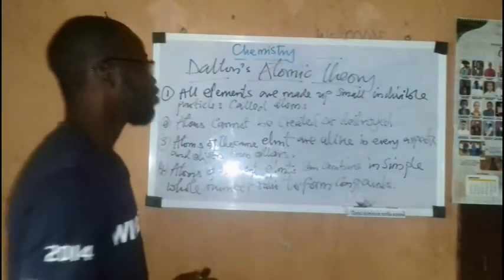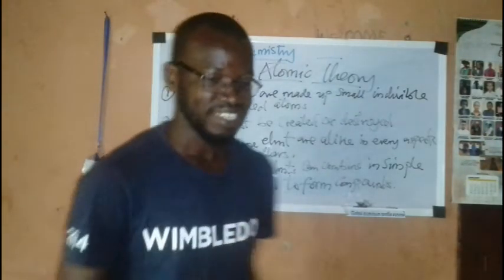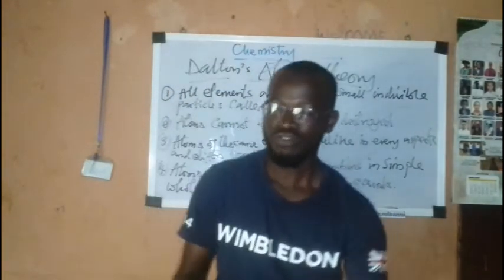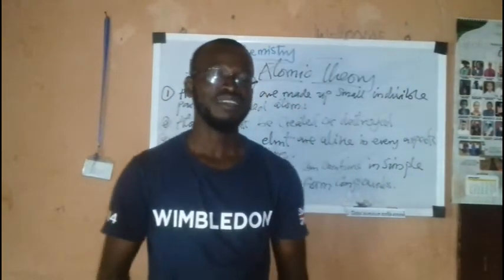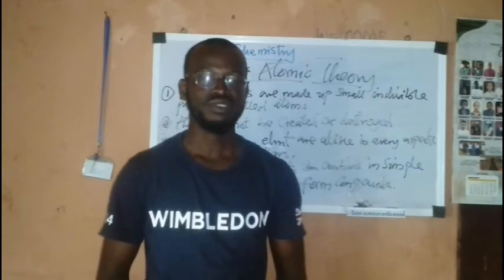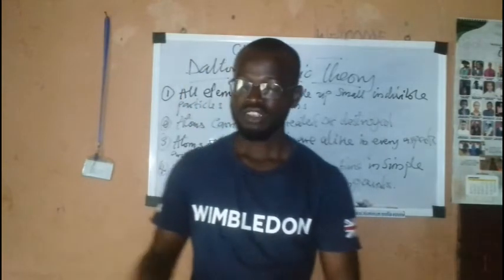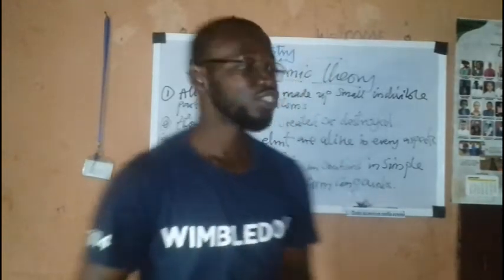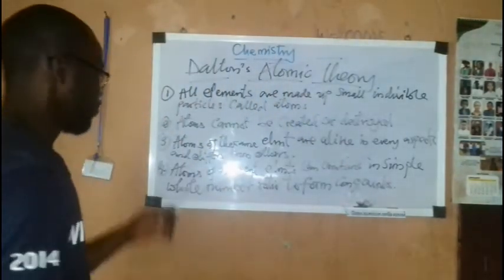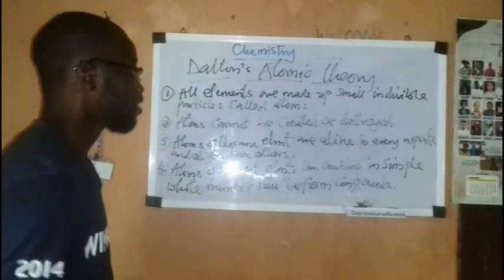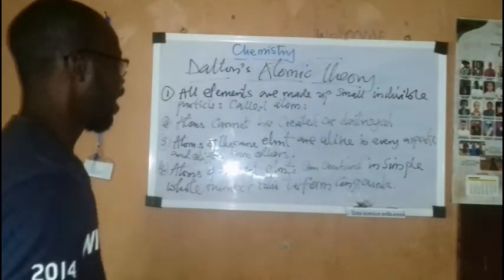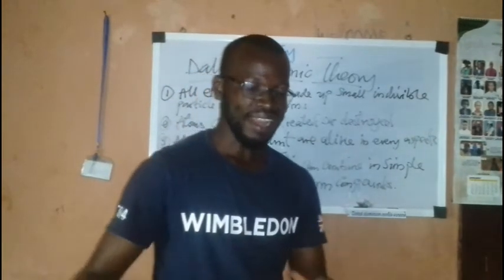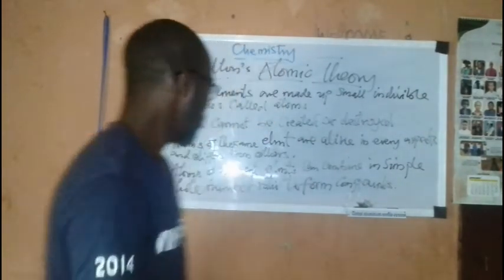Secondly, he said atoms cannot be created or destroyed, but can be converted from one form to another. That is the full statement of that theory. That is what he said in the second theory. Alright, thirdly, he said atoms of the same element are alike in every aspect and differ from others.